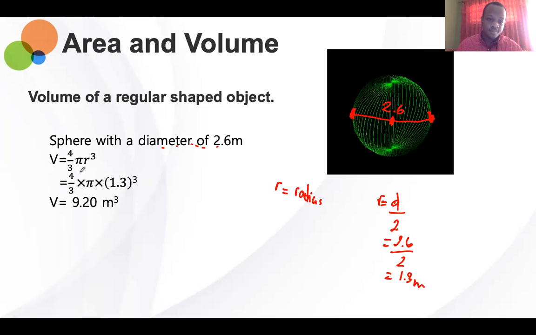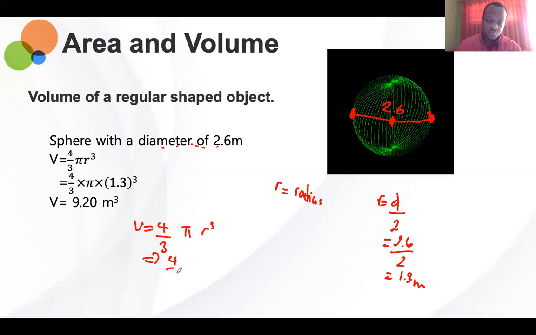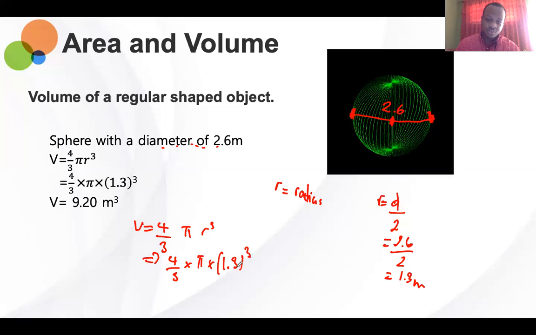Of course it's already done here, but let's just do it together, right? So V equals 4 over 3 pi r cubed, and then this would be equal to 4 over 3 times pi times 1.3 cubed. We just plug in the r in this formula here. Now, what is the value for this? 1.3 cubed. Could somebody calculate that? What is the value for 1.3 cubed?